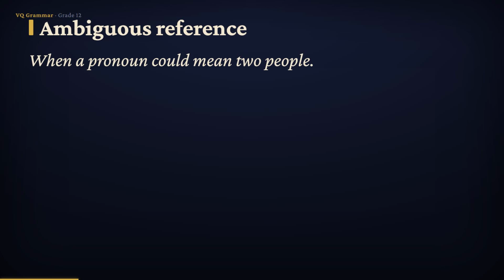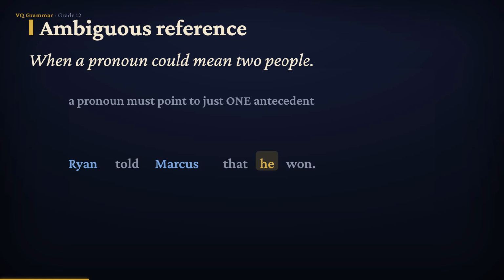Let's start with the first troublemaker, ambiguous reference. This happens when a pronoun could reasonably point to two different antecedents. Listen, Ryan told Marcus that he won. Now, who won? He could mean Ryan, or he could just as easily mean Marcus. The pronoun forks in two directions, and the reader is left guessing.